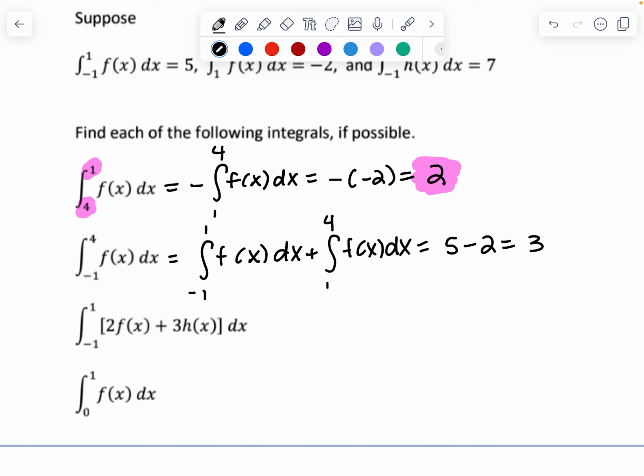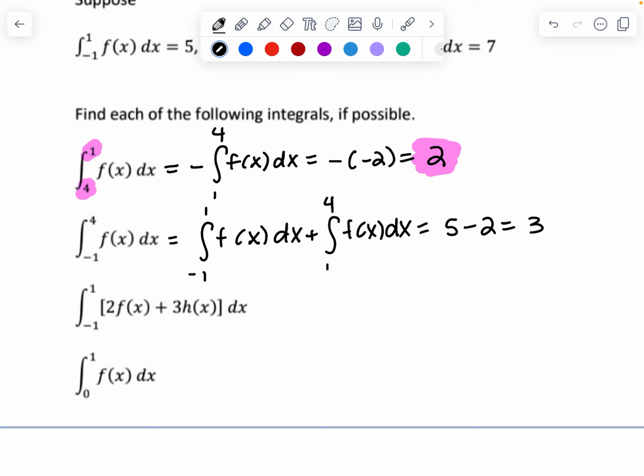This next one has multiple things to it. It has the addition property that we were talking about, and it also has these coefficients out front. So I'm going to separate this two ways. First, I'm going to focus on the f of x part. I'm going to pull the 2 out in front of the f of x and then write f of x dx. So I both separated it from h of x, but I also pulled that constant out.